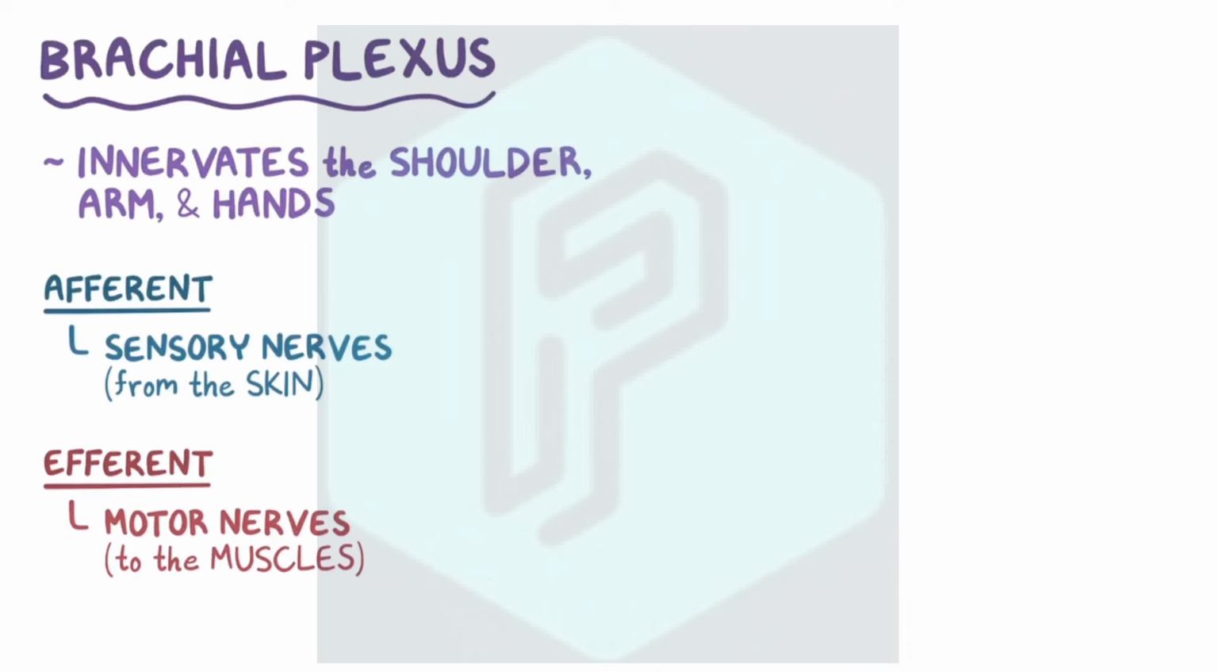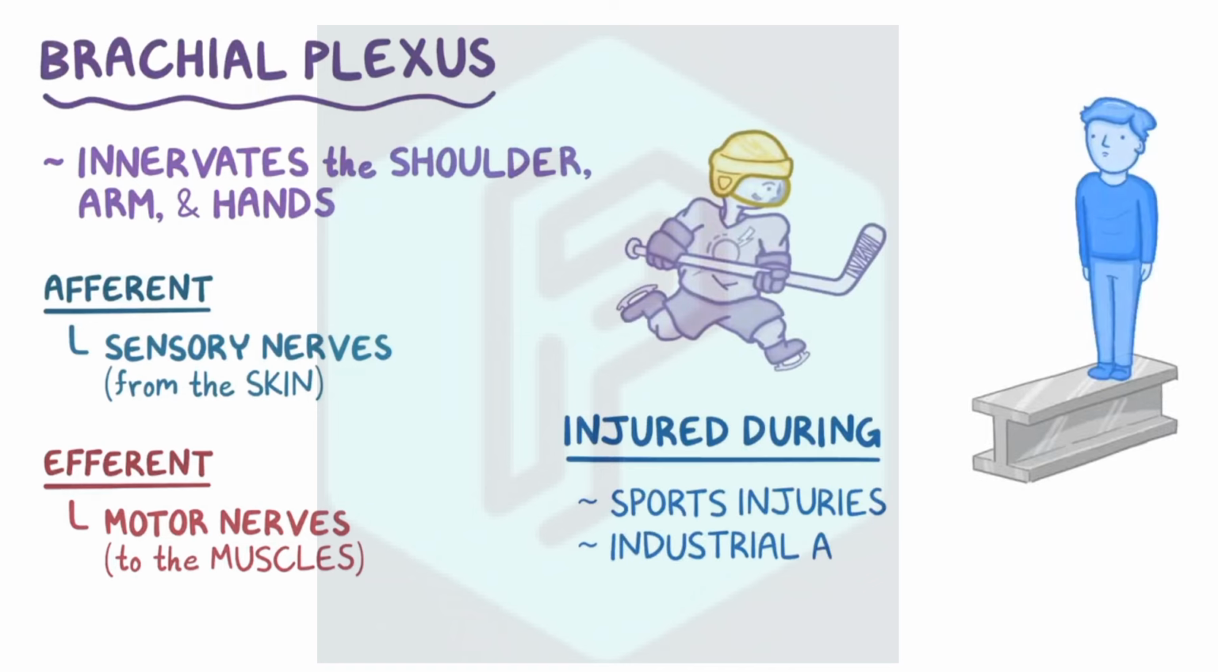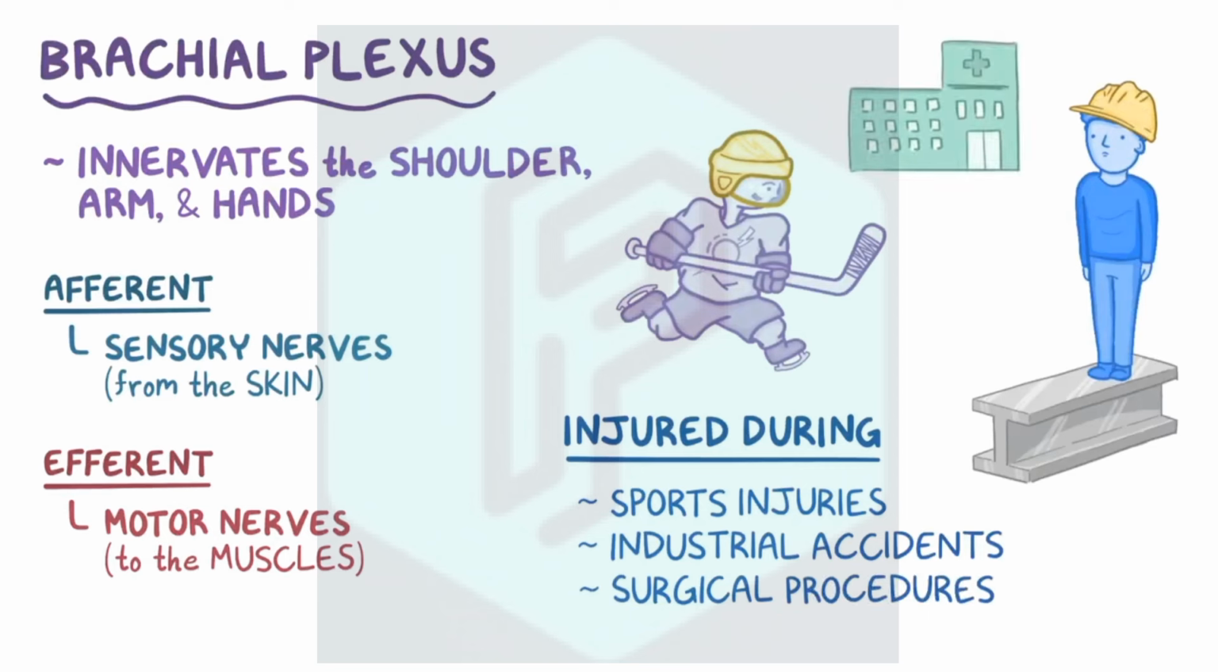The plexus is really important because it can get damaged during sports injuries, industrial accidents, surgical procedures, and other traumatic injuries to the upper limbs, and the resulting functional deficit can be significant.